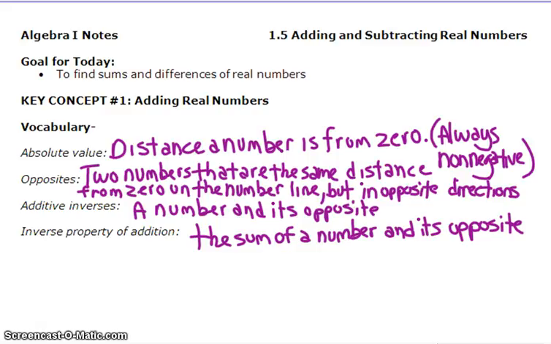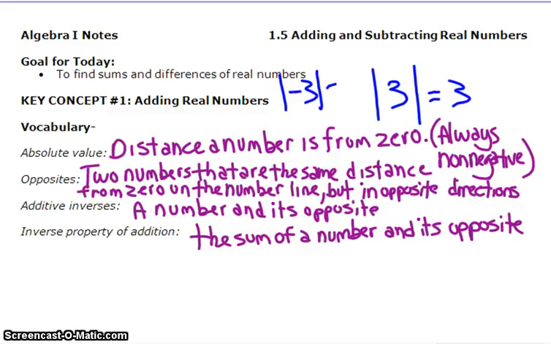Okay? The first thing is absolute value. The definition of absolute value is the distance a number is from zero. Now, absolute value can never be negative. The reason is we don't count negative distances. The symbol for absolute value is these two lines with your number in between. So the absolute value of 3 would be 3 because it's positive. If I have the absolute value of negative 3, it is also 3. So your answer for absolute value should be positive because it's the distance a number is from 0.